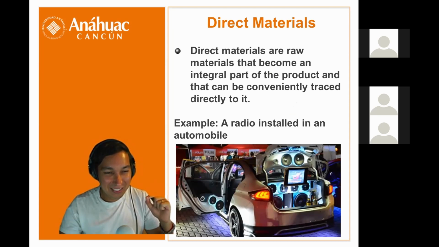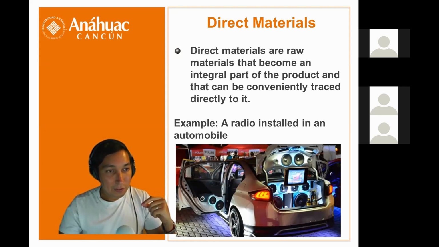So if we're making automobiles in an automobile manufacturing plant, the radio installed in the automobile, and I put you a Fast and Furious car. Yeah, and we know exactly what that is. And we know that there's one per vehicle, and we can easily and conveniently trace it to each unit of a product that we are making.